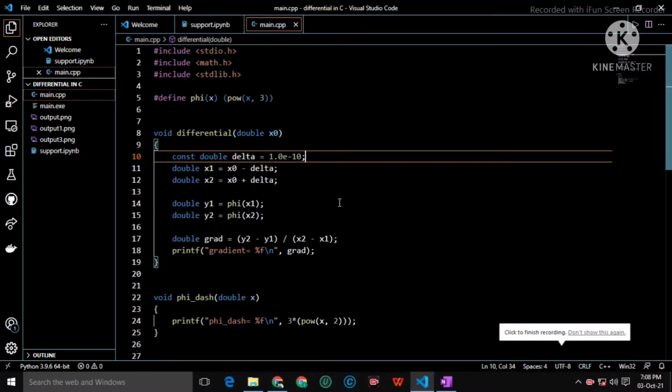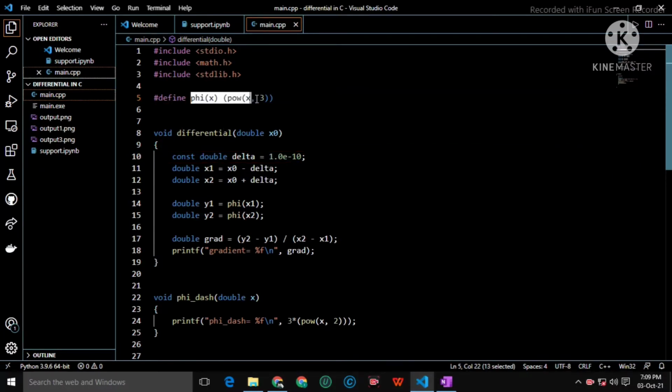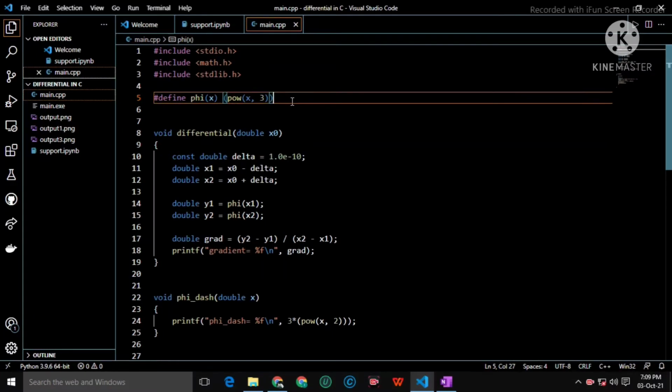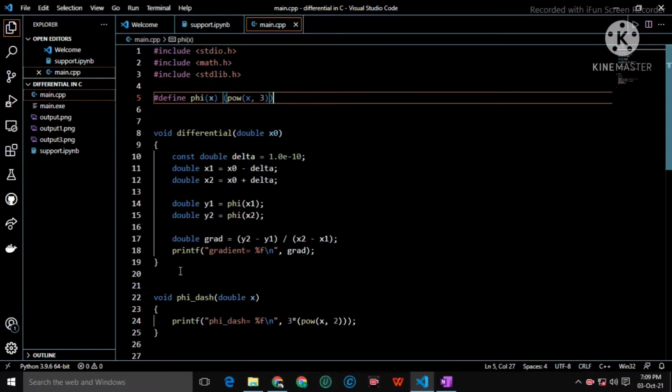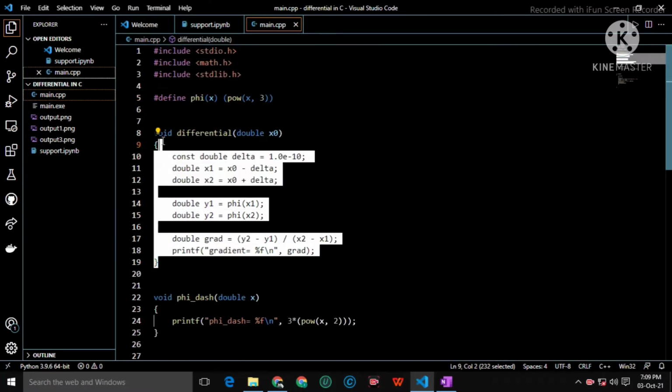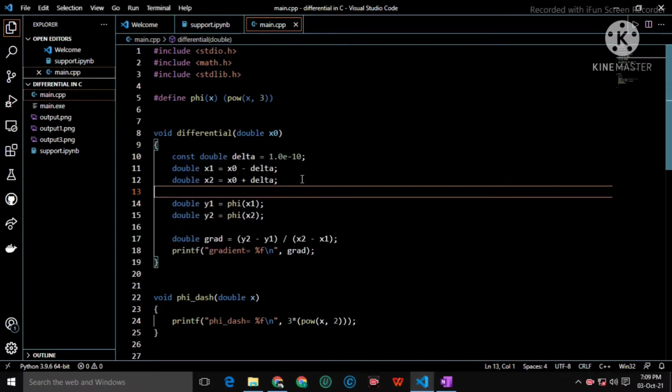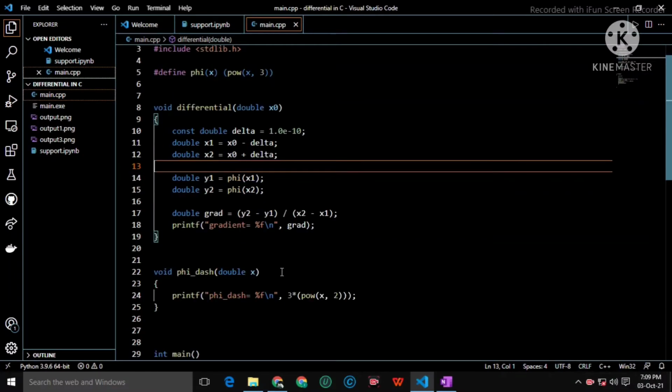I have already implemented all of this for you, and if you can understand it, then it's good. Otherwise, I'm going to explain it all after a while. I have this macro defined, phi x, which returns x raised to power 3. Then I have the function phi dash x, which explicitly returns 3x square, because we know the differentiation of x cube is 3x square. Then this is the function differential that we are going to discuss today. If you can understand this, take a screenshot and give yourself some time.